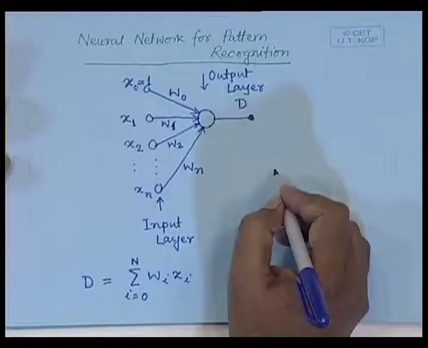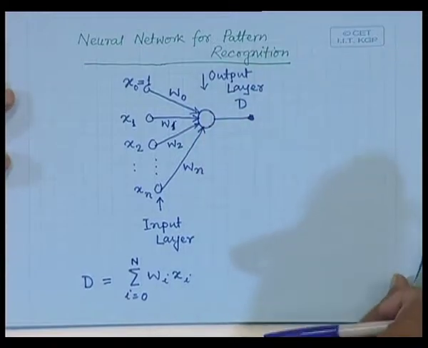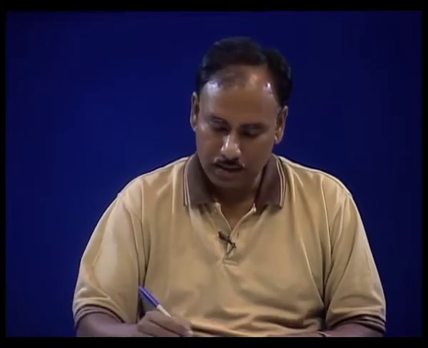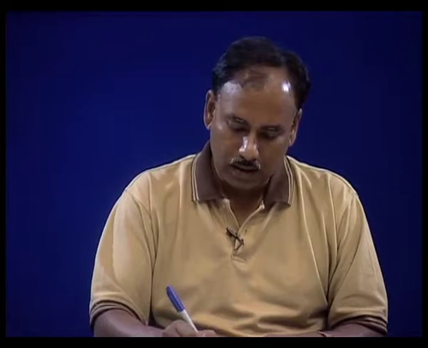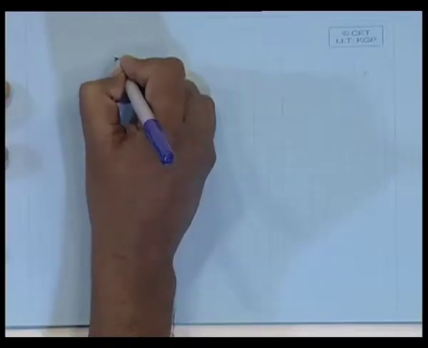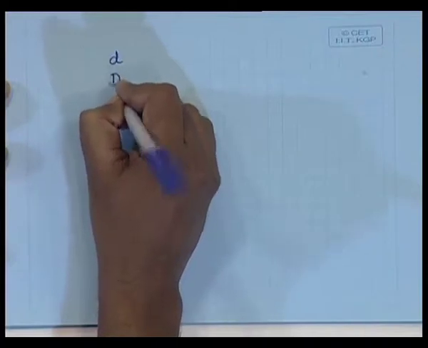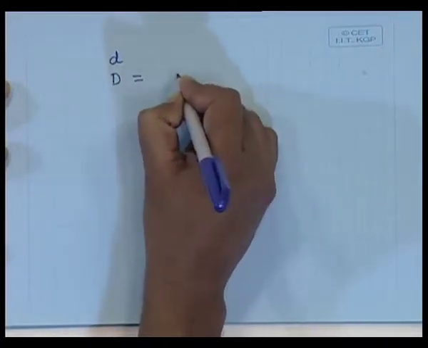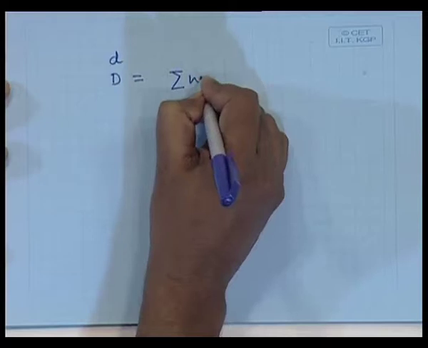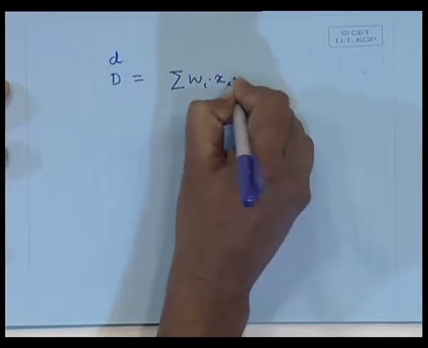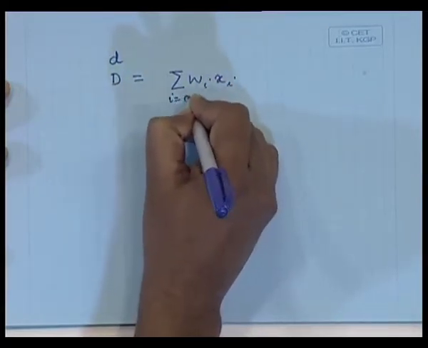So, if I say that the actual output that I obtain after inputting a training sample is given by the expected output, say D, and the actual output that I get, capital D, which is nothing but this summation W i x i varying from 0 to n. Okay.